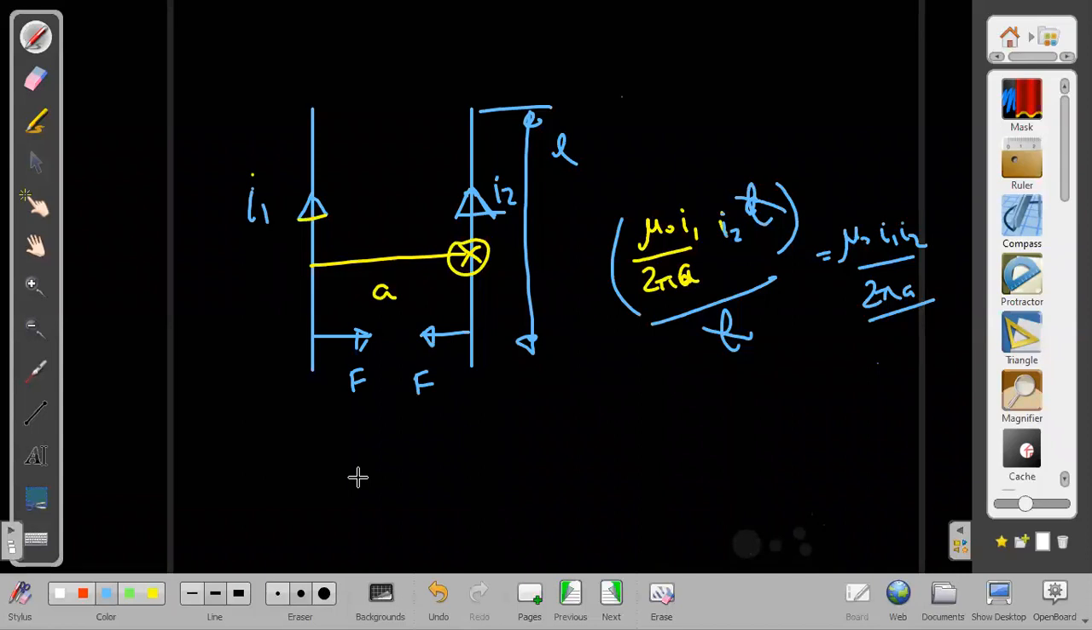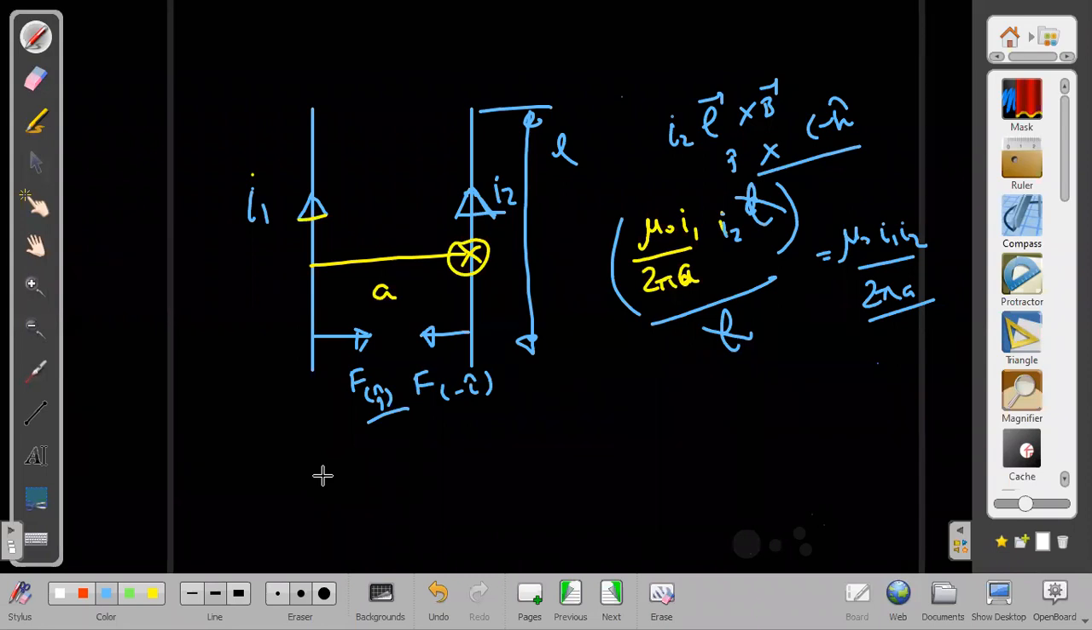How do I know? I L cross B formula. The force formula is I2 L cross B. B is along minus k cap, and L is along plus j cap. j cross minus k is equal to minus i. So yes, force acting on this will be along minus i cap. Similarly, force acting on the other will be along plus i cap.